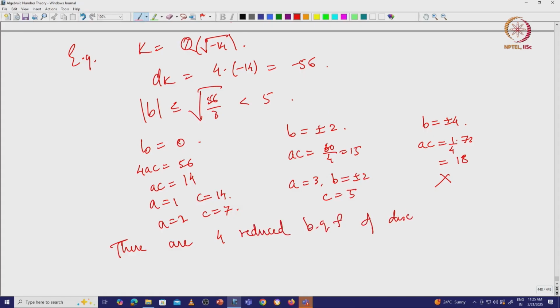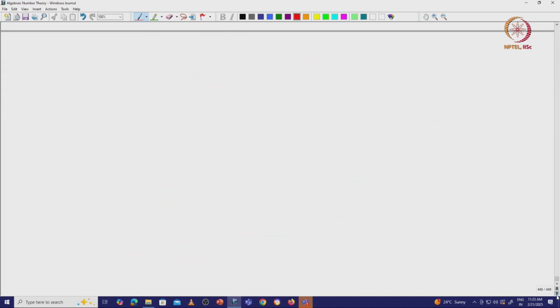of discriminant minus 56, and so the number of elements in the ideal class group is precisely 4. So there are 2 possibilities for this group: CL of k is Z mod 2 cross Z mod 2, or CL of k is Z mod 4Z. So which one is it?